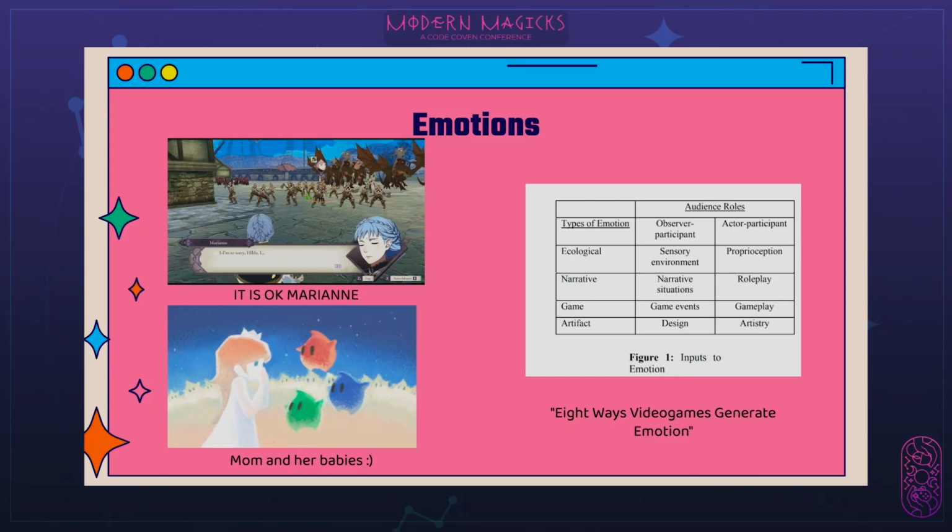I added just a few of my favorites here, and I personally cannot take it when anyone dies in Fire Emblem, and just the drawings of the Rosalina pictures make me emotional. And her little Lumas, it's adorable.